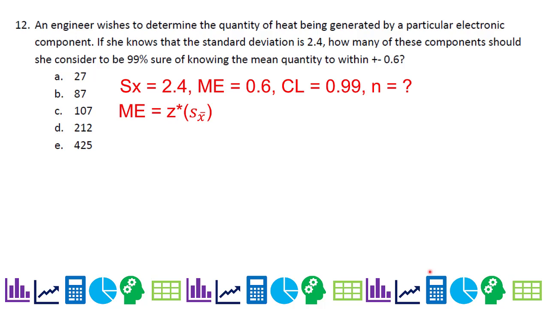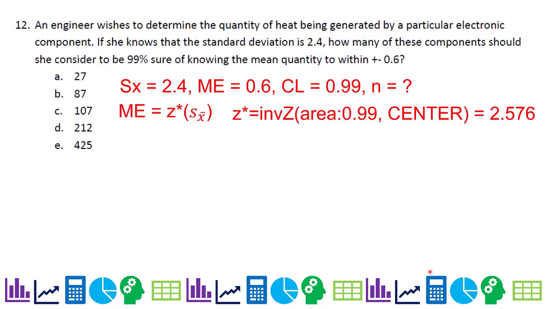Margin of error equals your critical value times your standard error. Well, our critical value, we're going to use Z because we don't have a sample size to do T. So we have center area is 0.99, right? And we get 2.576. So I'm not going to show you the calculator this time. Hopefully you know how to do it.